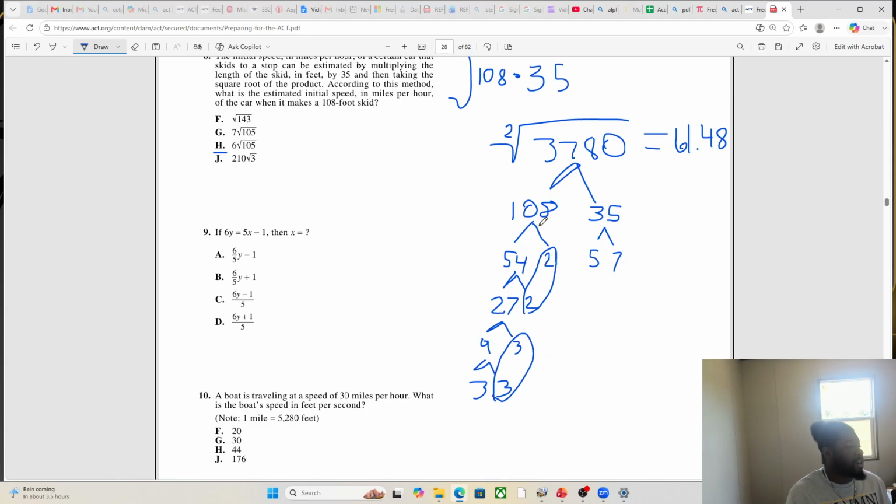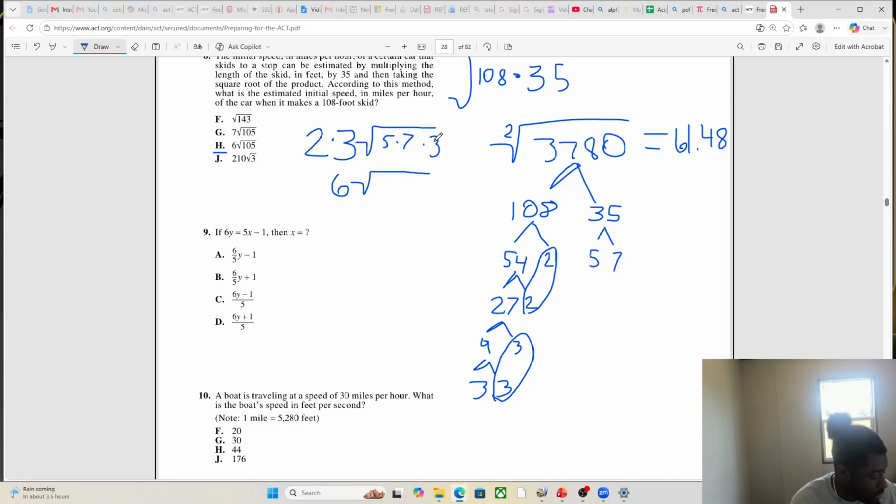Cool. So for every pair, there's 2 2s on the inside. We're gonna have a 2 on the outside times a 3. And for every other number, you just leave it under the radical. So we got 5 times 7 times 3. So that's going to be 6 times the square root of 35 times 3. I'm assuming it's 105. Yep, 105.